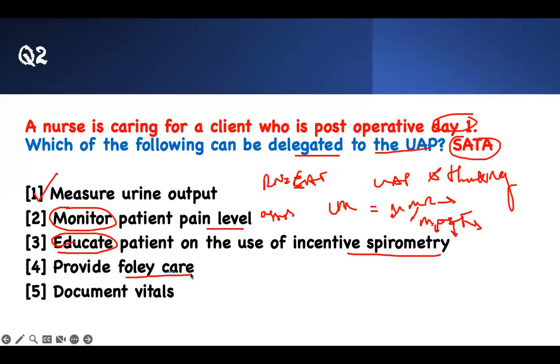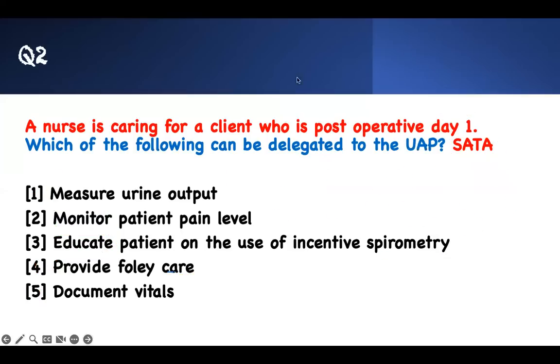Provide Foley care. If they can measure urine output, they should be able to take care of your Foley. It does not require anything. Document vitals. They check your vitals all the time. So 1, 4, 5 is their job. Straightforward delegation question. If you get this down, any delegation will be easy. That's the way you attack it.